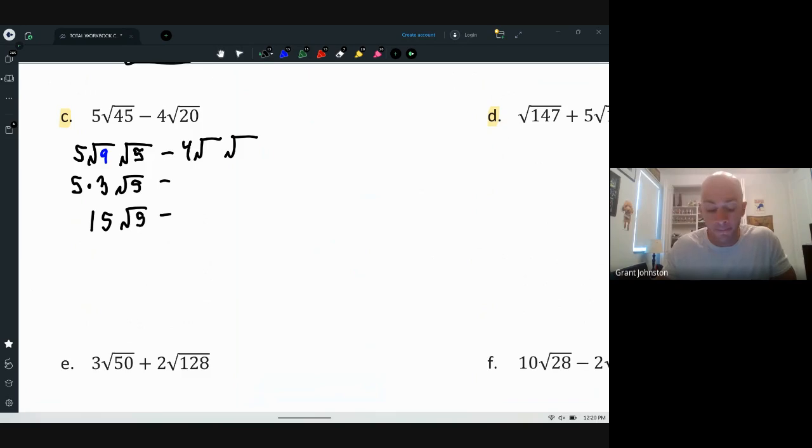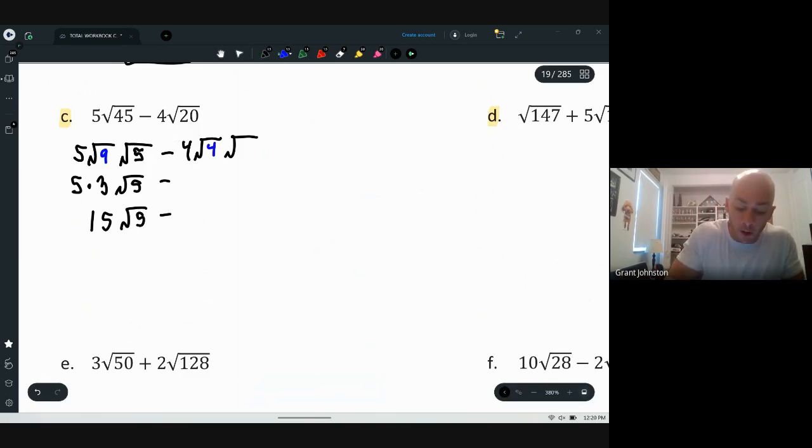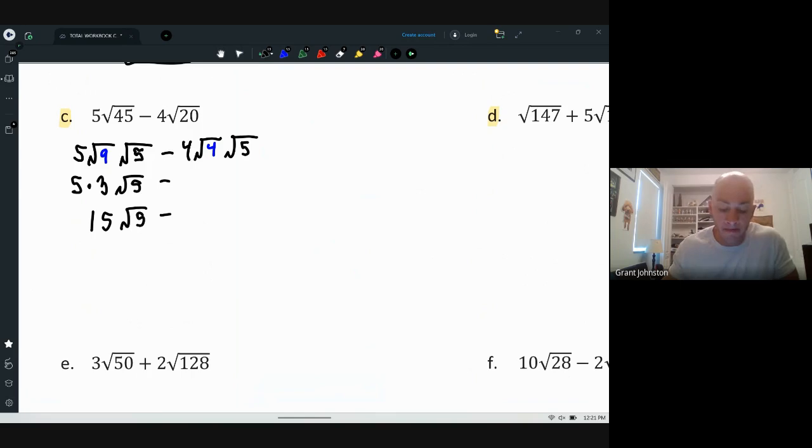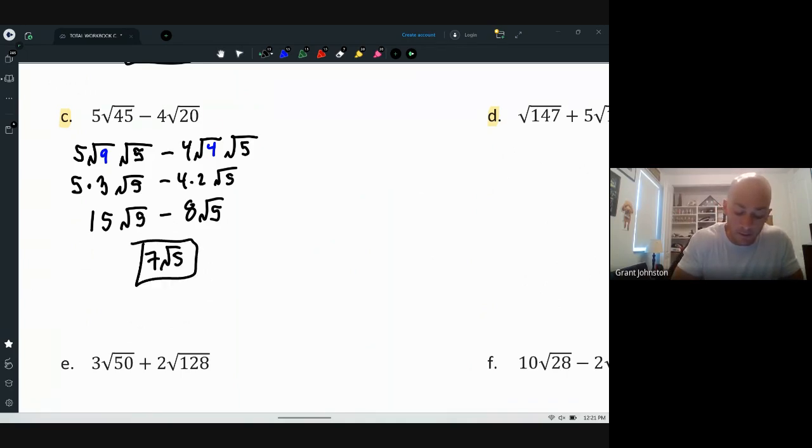Now let's deal with the 20. 20, we can do 4 and 5. The square root of 4 is 2, so this is 4 times 2 root 5. 4 times 2 is 8, so this is 8 root 5. So 15 root 5 minus 8 root 5. 15 minus 8 is 7, so 7 root 5.